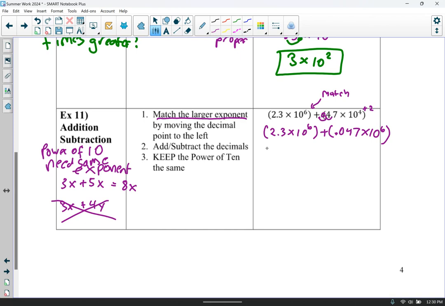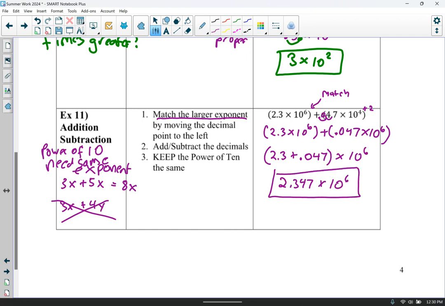When we add, again, we're going to group together our decimal part. But this time, we're going to keep the base and the exponent because that's that like term aspect. Just like when we did 3x plus 5x equals 8x, right? That variable didn't change. The same idea here. It's just going to be times 10 to the 6th. Maybe I use my calculator. Maybe I just think about it and I see now we're going to have 2.347 times 10 to the 6th. And it is in proper form. So we're just going to box our answers.